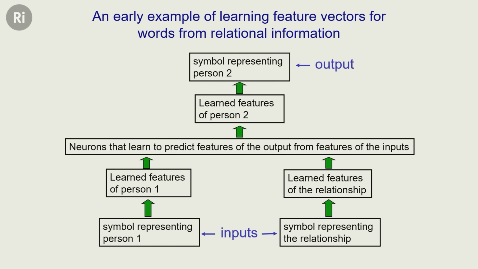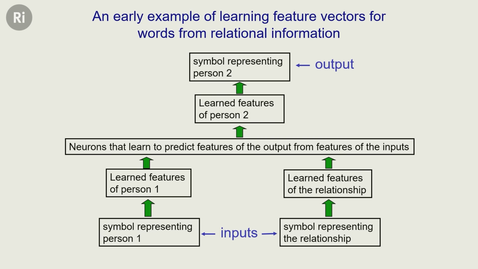So this was the network I used. The inputs were a bunch of neurons, and you turn on one neuron for the symbol representing person 1. There were 24 possible person 1s. And you turn on one neuron for the symbol representing the relationship. There were 12 possible relationships. Then those single active neurons would get expanded into a feature vector. So the one neuron that you turned on for person 1 will get expanded into a little feature vector of 6 features, which could have various activity levels. Some will be off, some will be on, some might be half on or fully on or fully off.